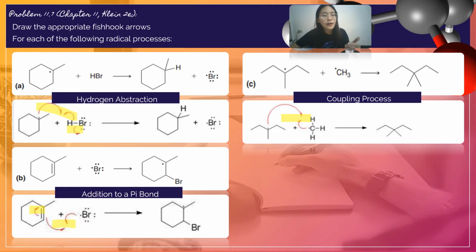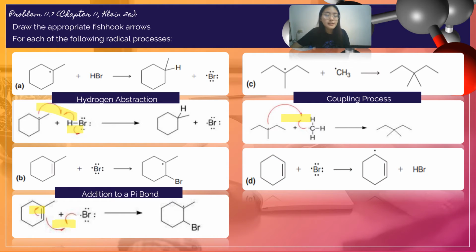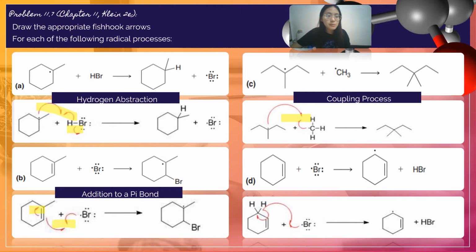We are now on letter D. This reaction, if you would notice, has similar starting materials as letter B, although in this example, the pi bond remains intact in the product. Let's identify the bonds being formed and being broken. In this case, the H-Br bond is being formed while the one being broken is the C-H bond.